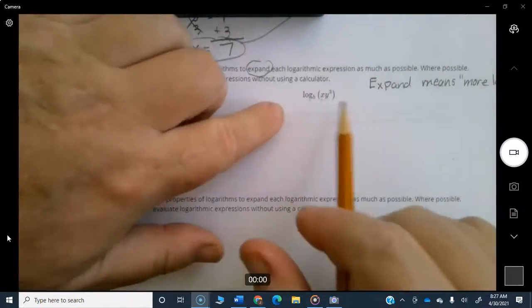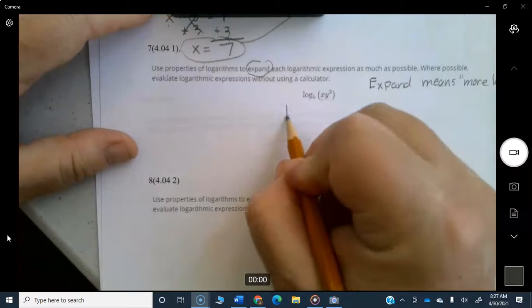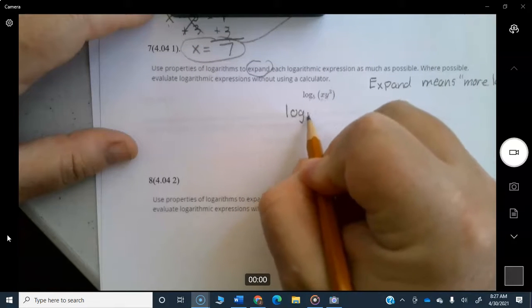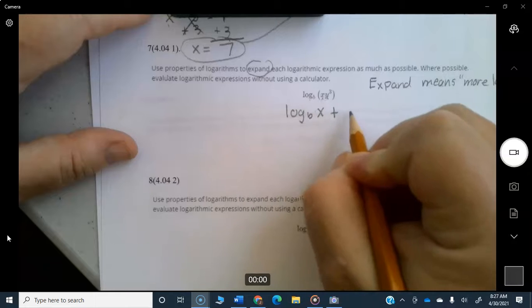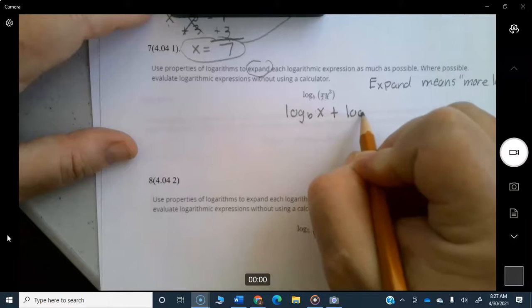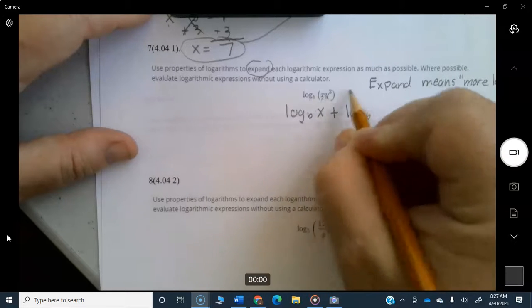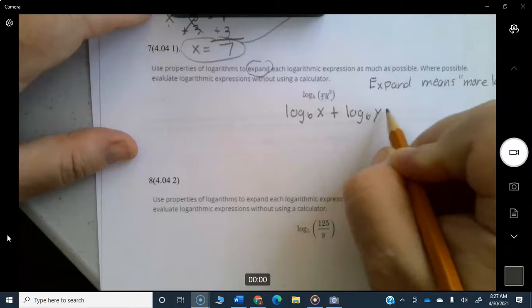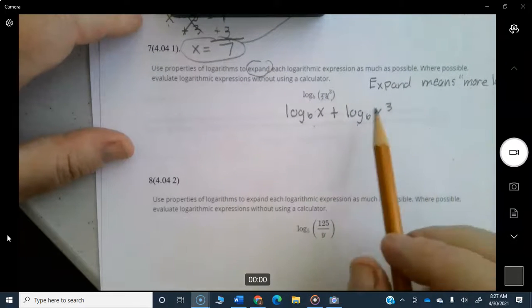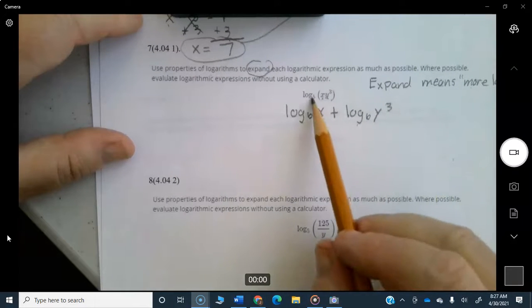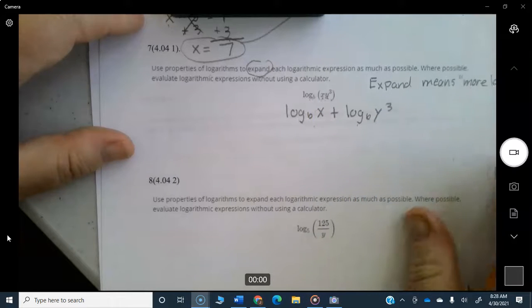So what that means is this is simply going to become log of some base b of x, the first of the two terms, plus log of that same base b of the second one, y to the third. So that's what I mean by more log. Expand means more log. You want to go from the word log once to the word log twice.